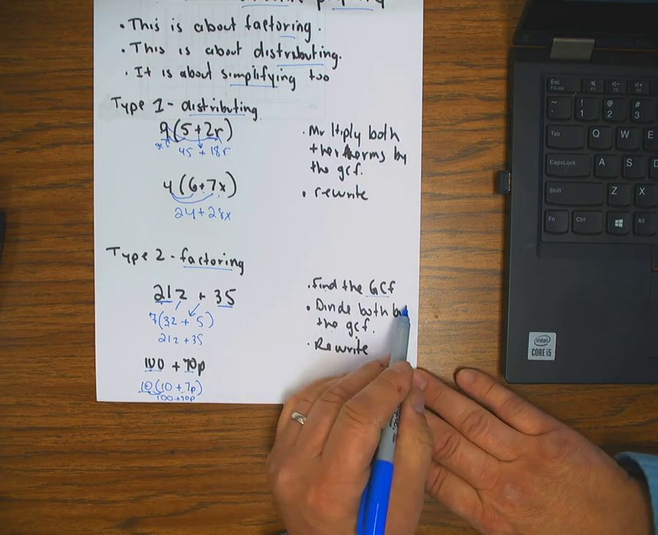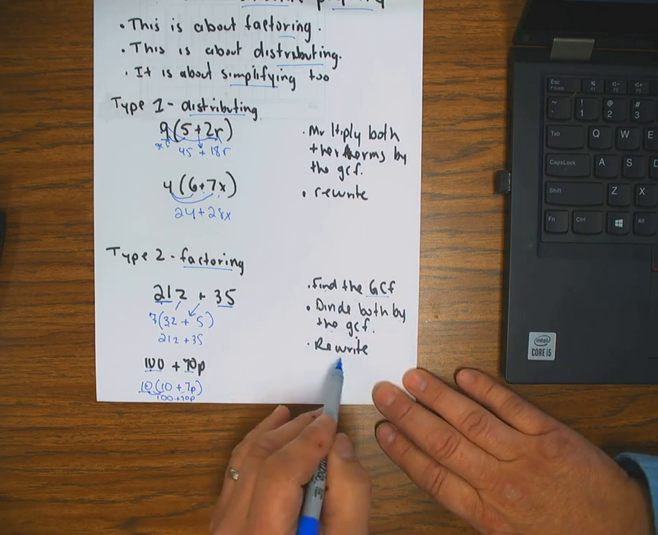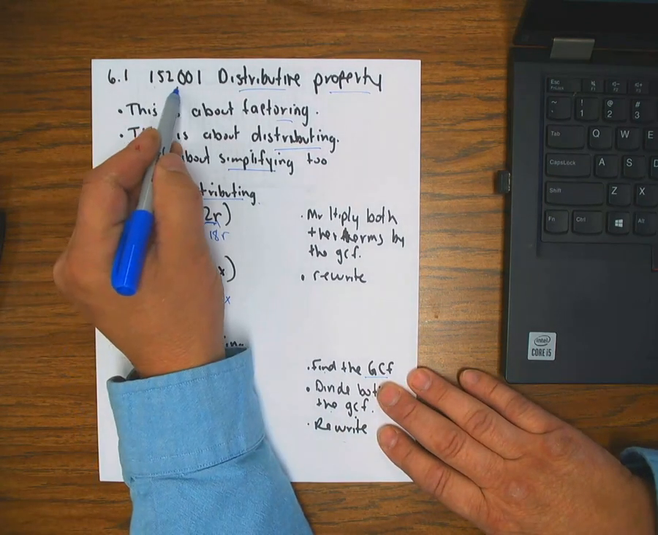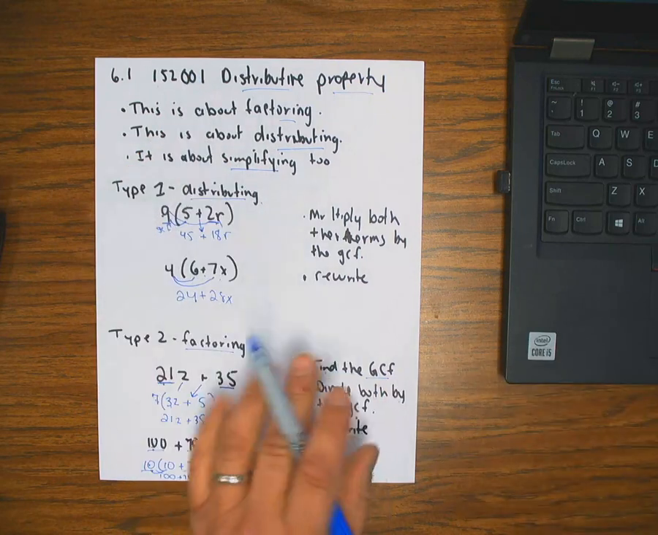So I find the GCF. I divide both by the GCF, and then I rewrite it. This is skill number 152001, distributive property.